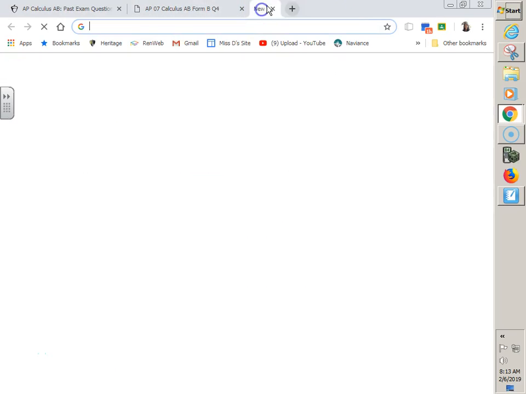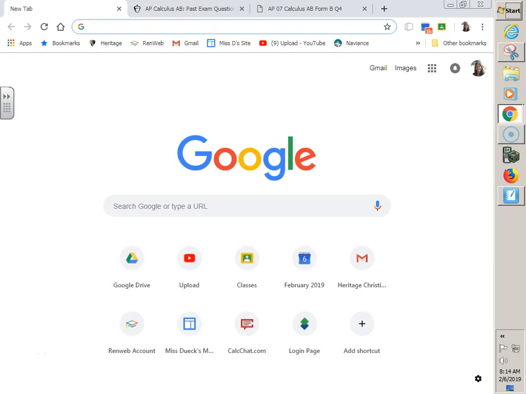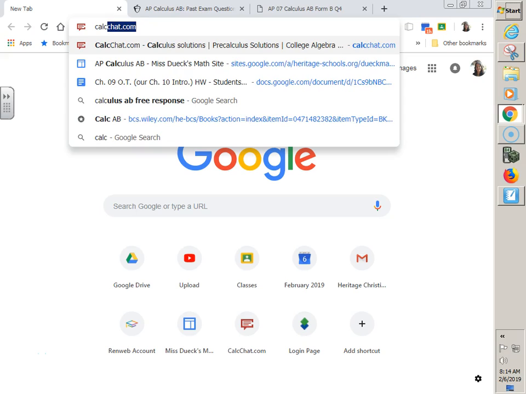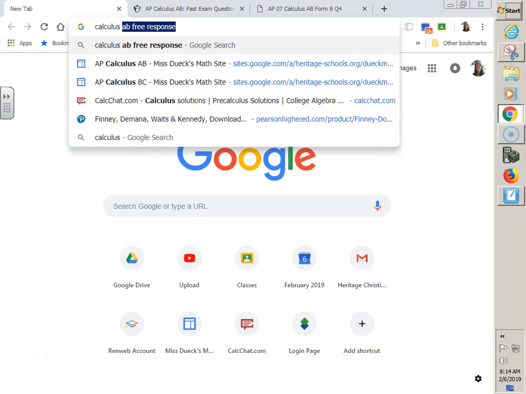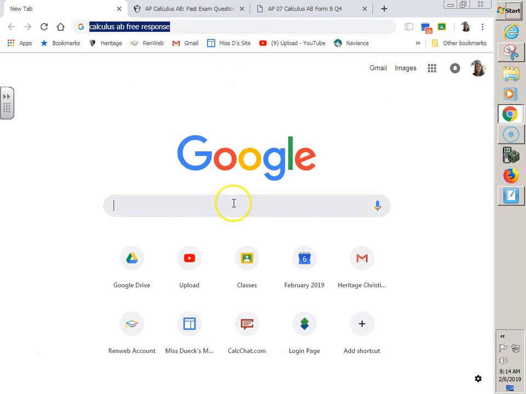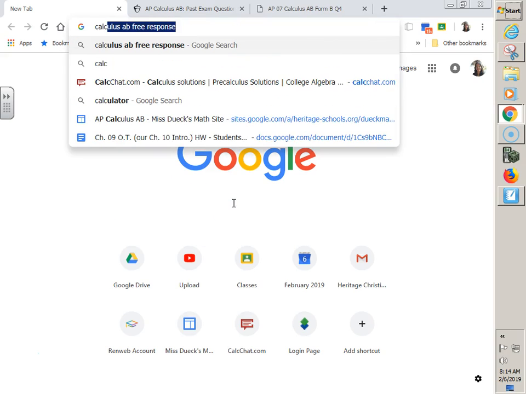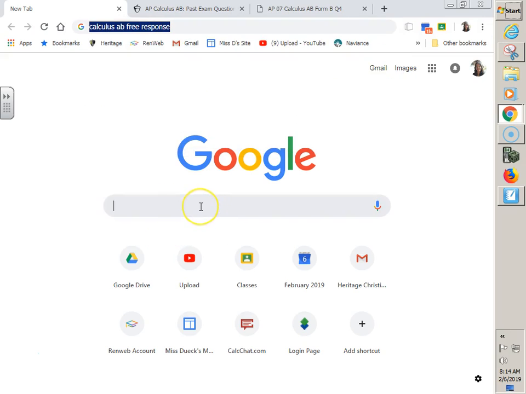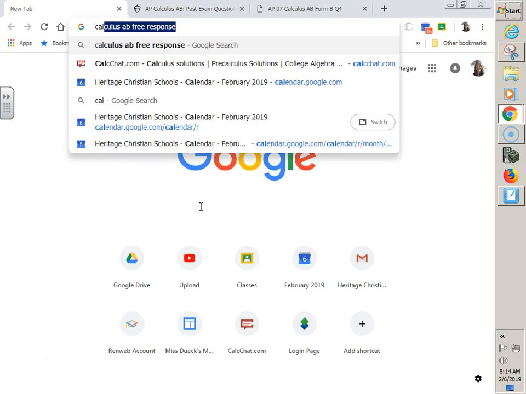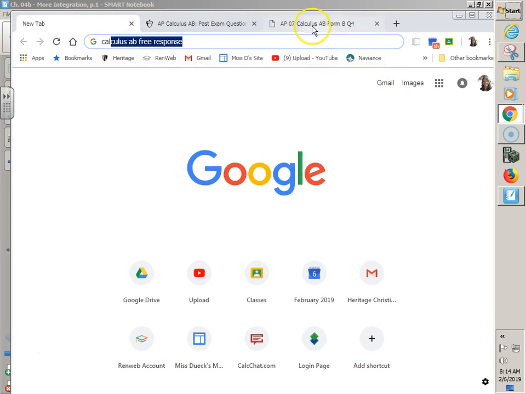To be super honest with you guys, I don't even have a link for this. All I do every time I want to look up FRQs is type in Calculus AB free response. Look at that. Oh, you can't see it, sorry. Let me do it down here. Okay, oh, it just pops up to the top. That's awkward. Anyway, I'm typing in Calculus AB free response.